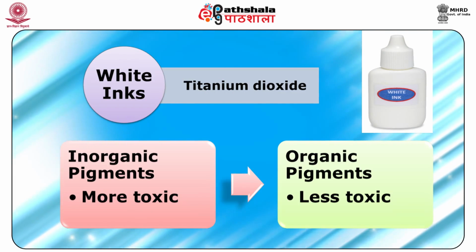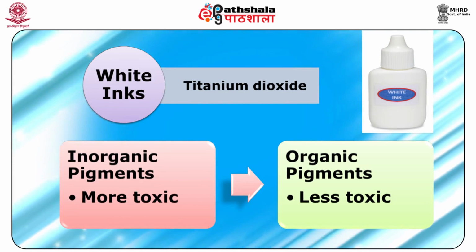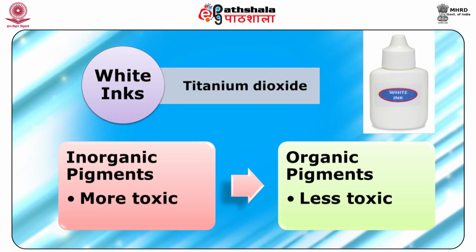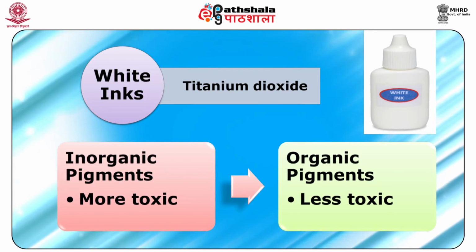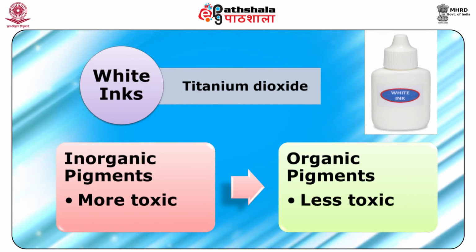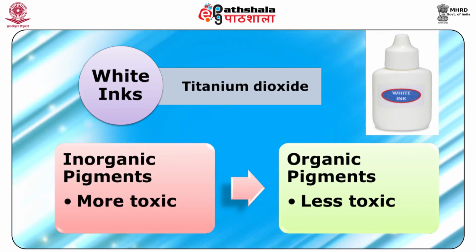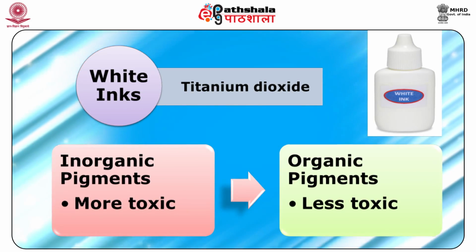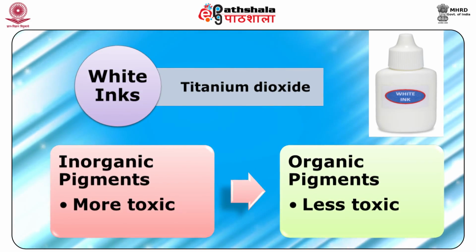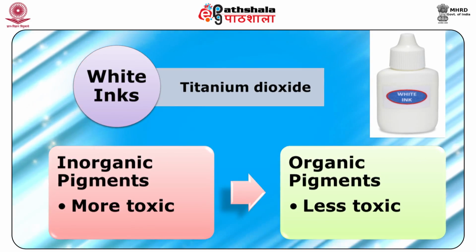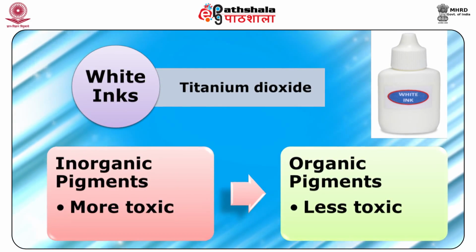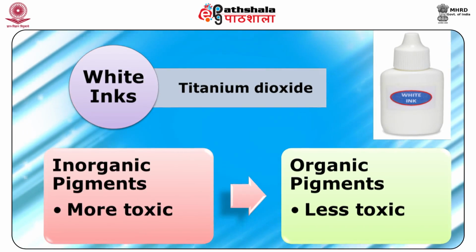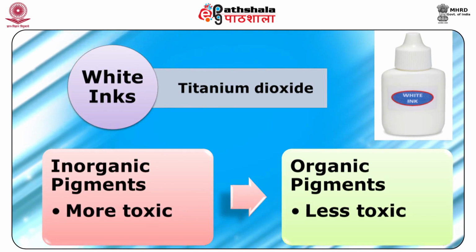Most white inks contain titanium dioxide as the pigment, as rutile and anatase in tetragonal crystalline form. However, growing concerns over the known toxicity of heavy metals have led to the replacement of many inorganic pigments such as chrome yellow, molybdenum orange, and cadmium red with organic pigments, which offer better light fastness and reduced toxicity.